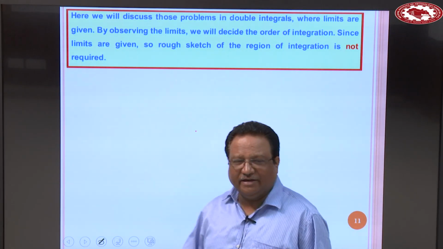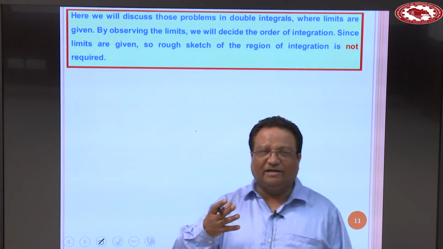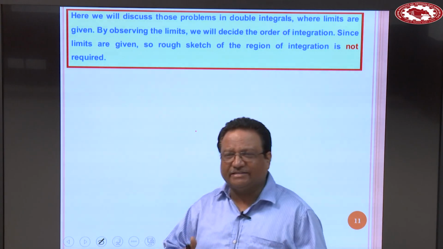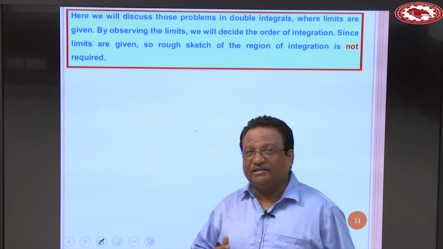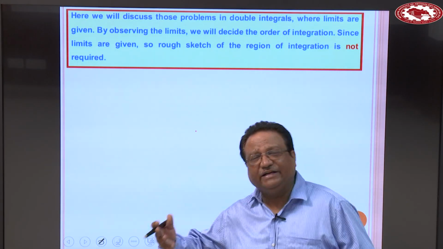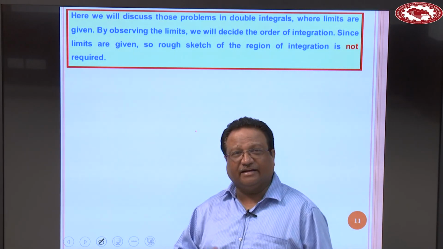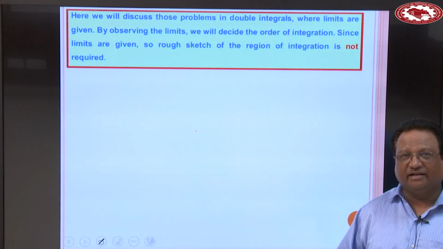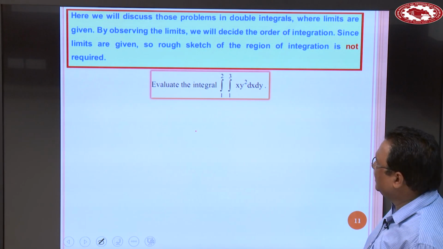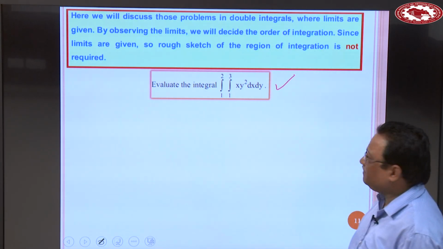देखो जब भी डबल इंटीग्रल की प्रॉब्लम को आप सॉल्व करोगे आपको लिमिट्स चाहिए, लेकिन जब आपको लिमिट्स दे रखी हुई हैं तो रफ स्केच बनाने की कोई जरूरत नहीं है. हाँ, जब लिमिट्स ना दे रखी हो, ओनली रीजन ऑफ इंटीग्रेशन इज गिवन, right, then rough sketch of the problem is essentially required for evaluating the limits of integration, okay. Now solve this type of problem, okay.